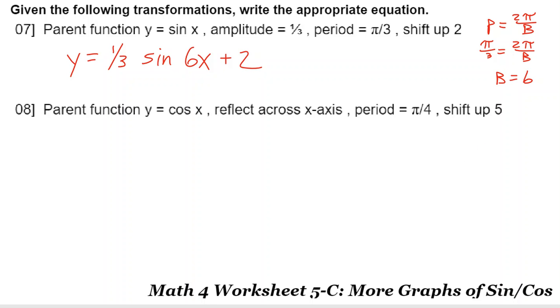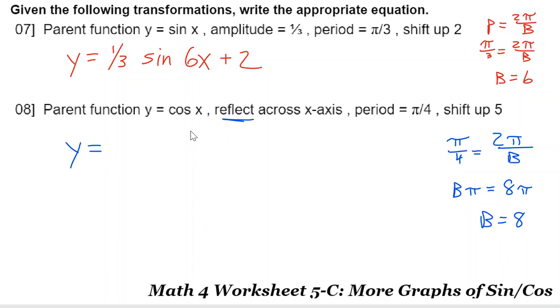All right, period of pi over 4 in this case. That means that pi over 4 is equal to 2 pi over b. So when I cross multiply, I get b pi, and I get 8 pi, which means that b is 8. So we're going to say y equals reflect means we're going to go negative. There is no mention of amplitude, so it's technically negative 1. I might as well just say negative cosine of 8x, and then shift up 5.